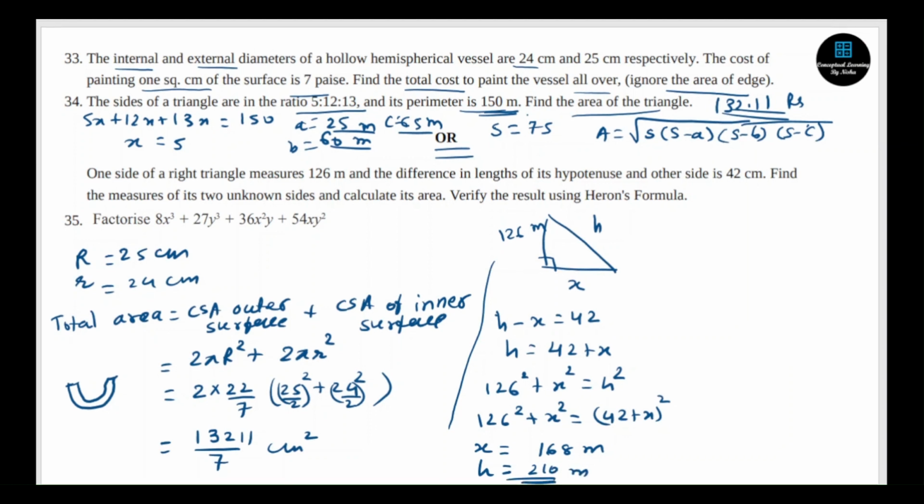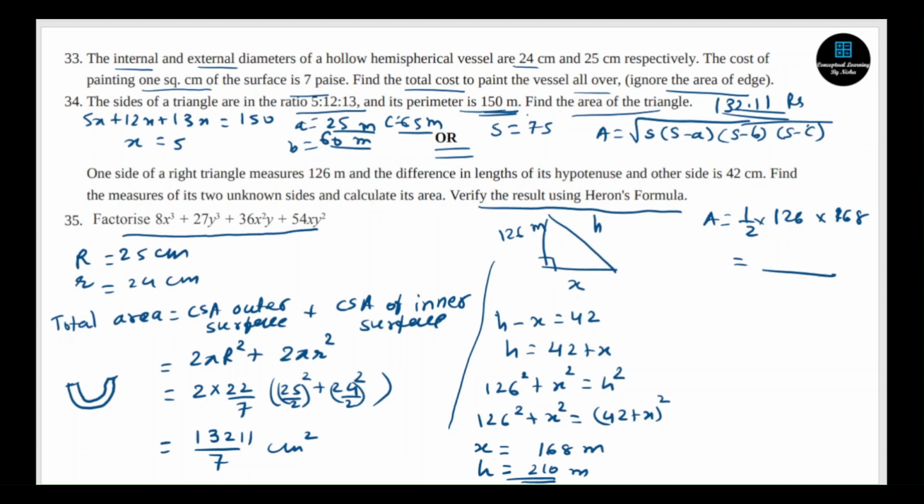All right. So now you have all three sides. Now you can find the area. Area is what? Half into 126 into 168, right? You can find this area, and then you have to verify this using Heron's formula. So I leave it to you, okay? You have to do this step by step and you can verify your answer. Alright. Now question number 35.